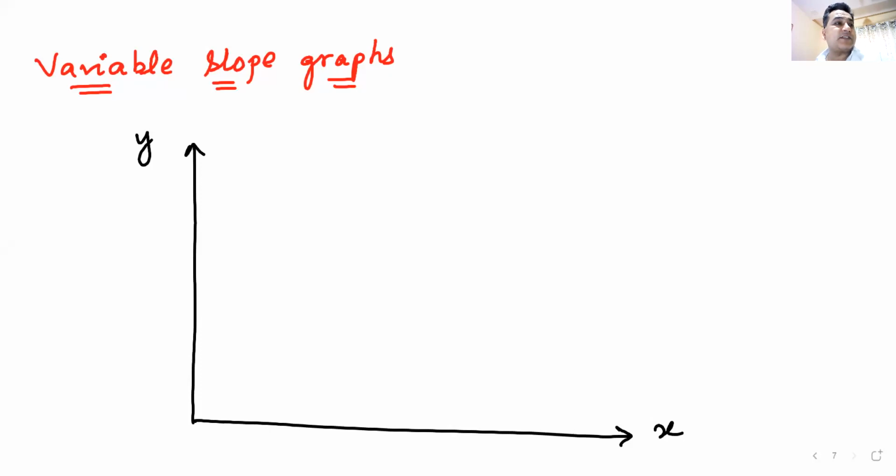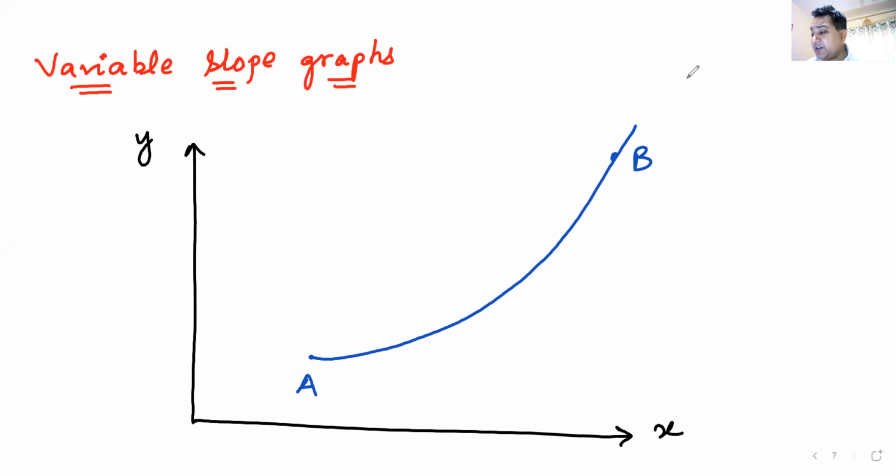Okay, now look at this graph. I've drawn a very fancy type of graph. This is my point A and this is my point B. It's obviously not a straight line graph. You can all see this. It's not a straight line graph, right?